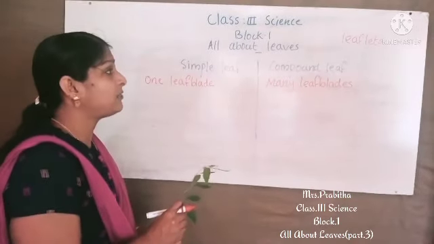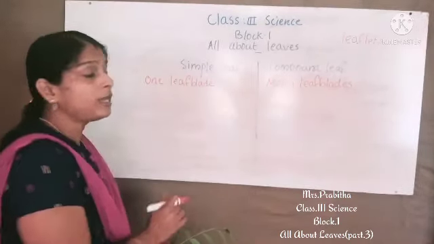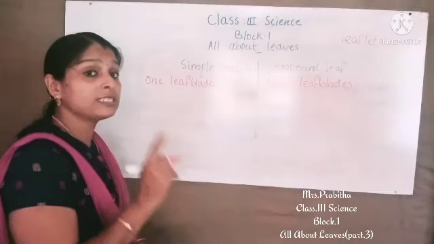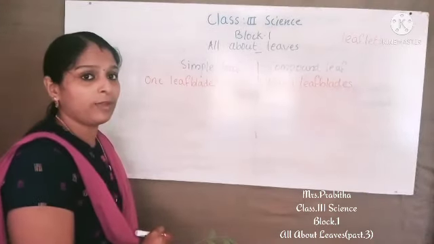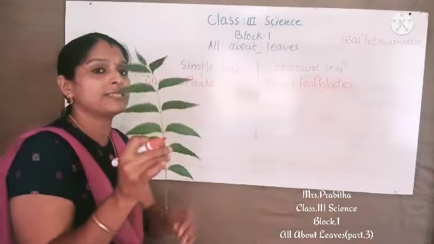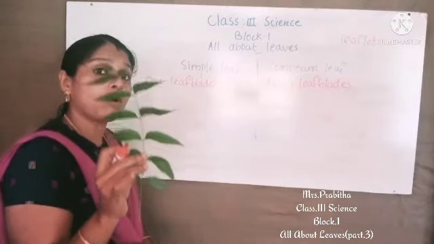So a simple leaf has one leaf blade or a single leaf blade. A compound leaf has many leaf blades. We can see many leaf blades in a compound leaf.